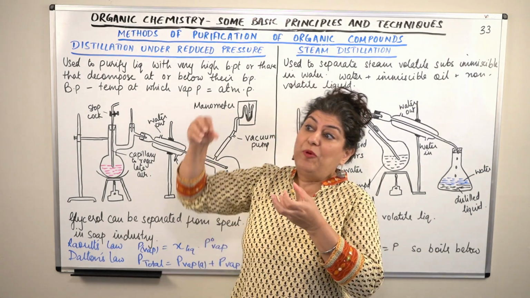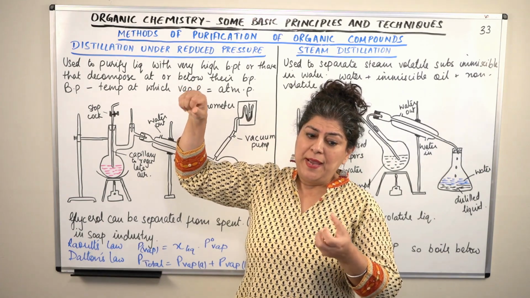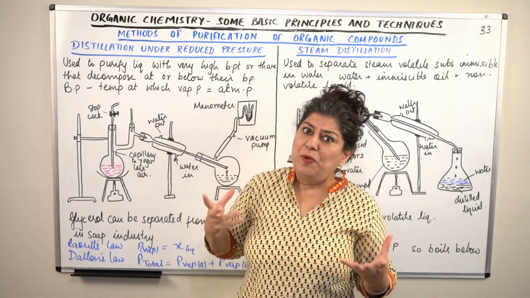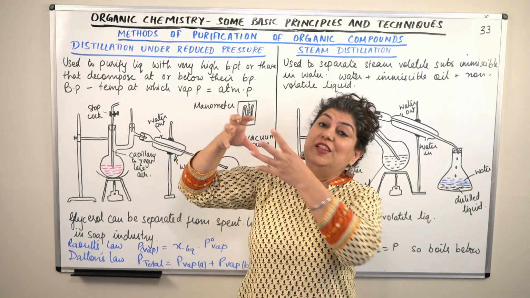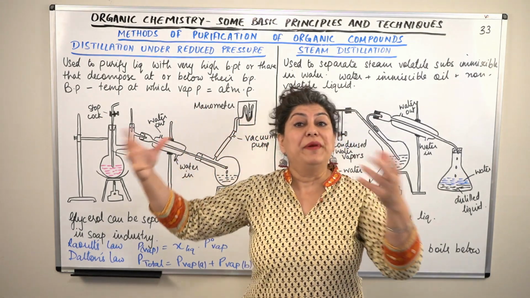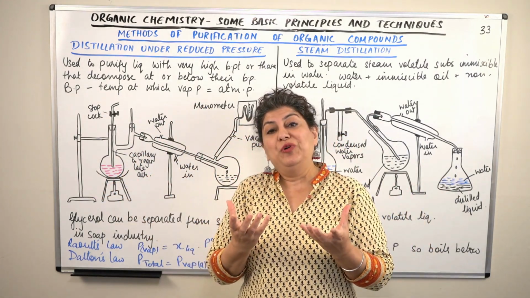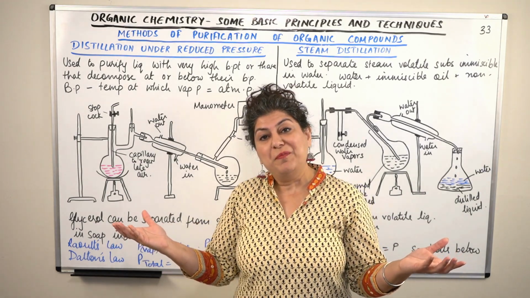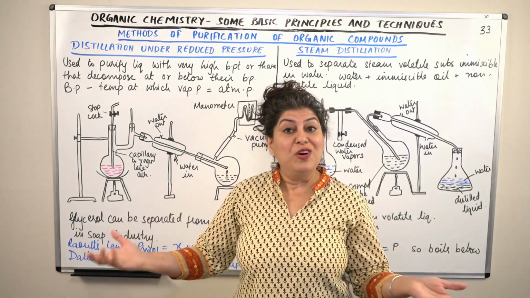So if the boiling point of a substance is high and you boil it, there is a possibility that at that temperature the bonds of the molecule may break. And if the bonds of the molecule break, the compound is no longer the same compound. It has decomposed. It has broken down.